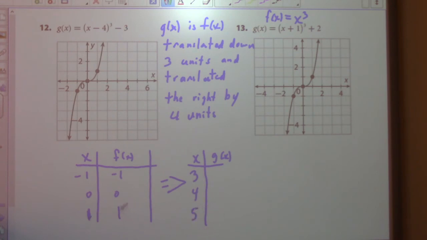And the next thing we're doing is we're taking these things, and which way are we translating these f of x things? We took these things and added 4. What do we do with these things here?